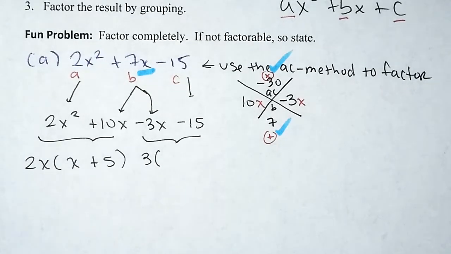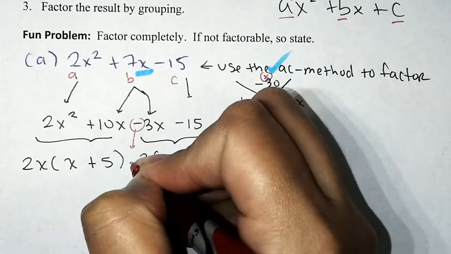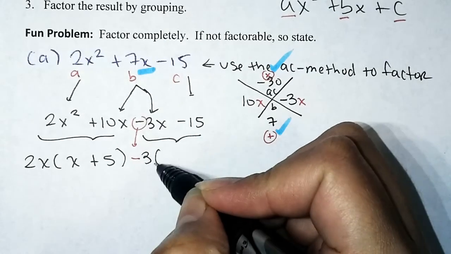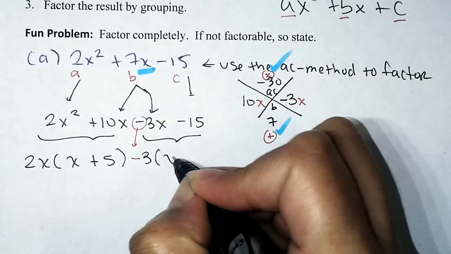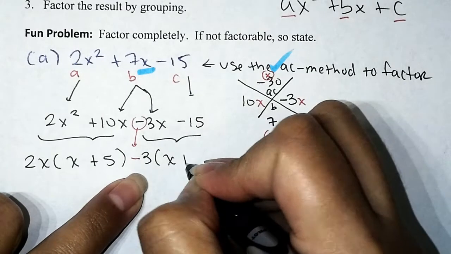So instead of factoring out a +3, we're going to factor out a -3. What happens if you factored out a +3? Nothing, literally, but things are not going to match up and you're not going to be able to proceed as cleanly. So let's do this. -3x divided by -3 will give us x. -15 divided by -3 will give us 5.